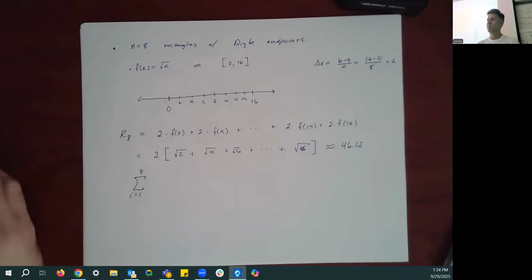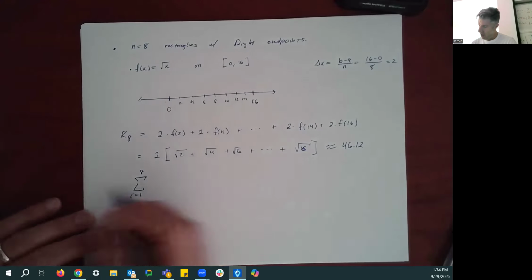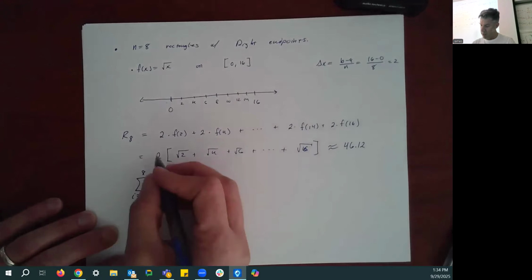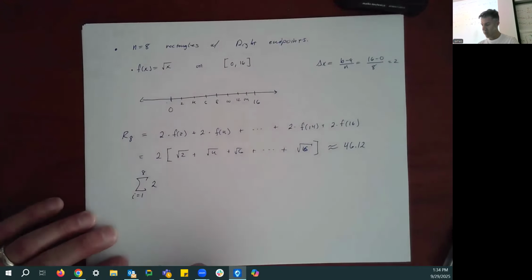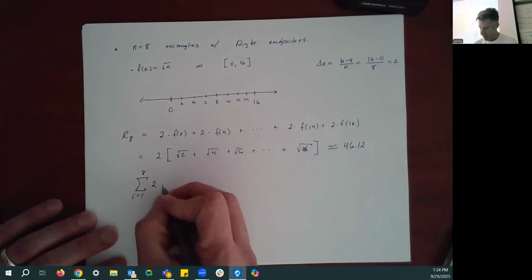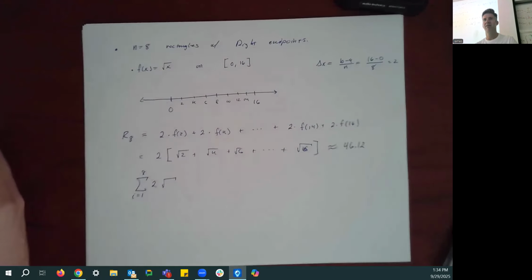Counting's kind of weird because, right, if you subtract the numbers, 8 minus 1 gives you 7, but you've really counted 8 things. It's kind of funky. Here, we know we need this 2 multiplied by each thing, and then we need the square root of something. But something that's going to change.